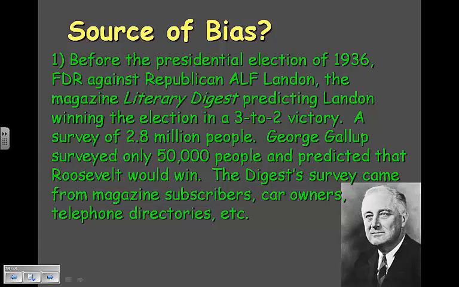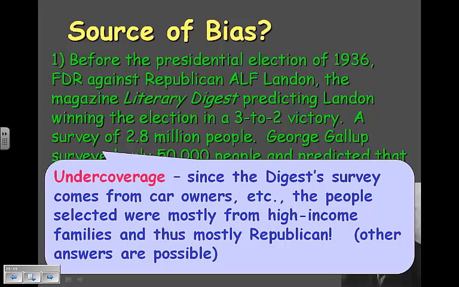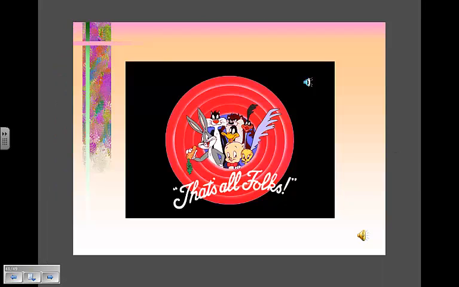Well, the Digest survey came from magazine subscribers, car owners, telephone directories, and so on. This was an example of undercoverage. Since the Digest surveys came from car owners and so on, these were people who were mostly high-income families, and therefore mostly Republican. And therefore they predicted they were all favoring Republicans. That's all, folks!